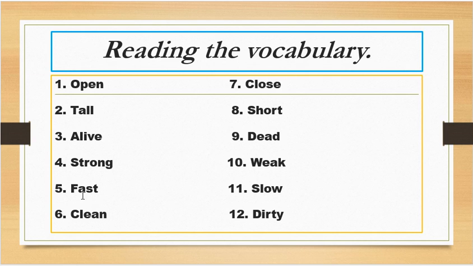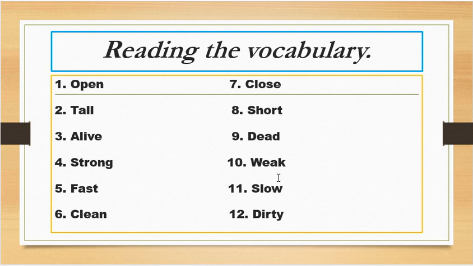Next, number five, we have fast, the antonym of slow. Number six, we have clean, the antonym of dirty. Number seven, we have close, the antonym of open. Number eight, we have short, the antonym of tall. Number nine, we have dead, which is the antonym of what? Of alive.